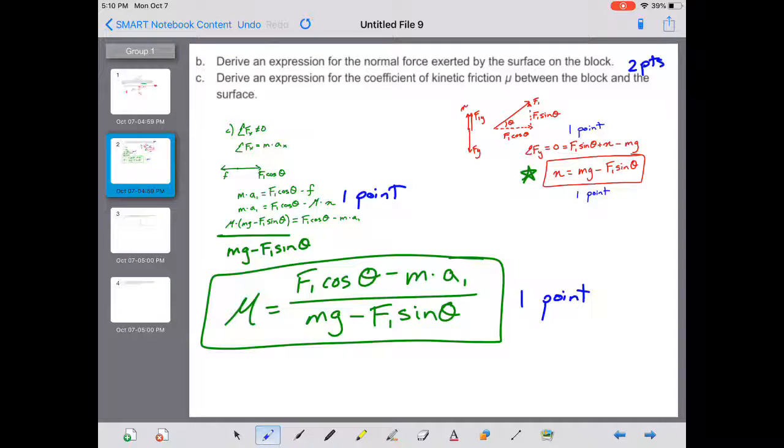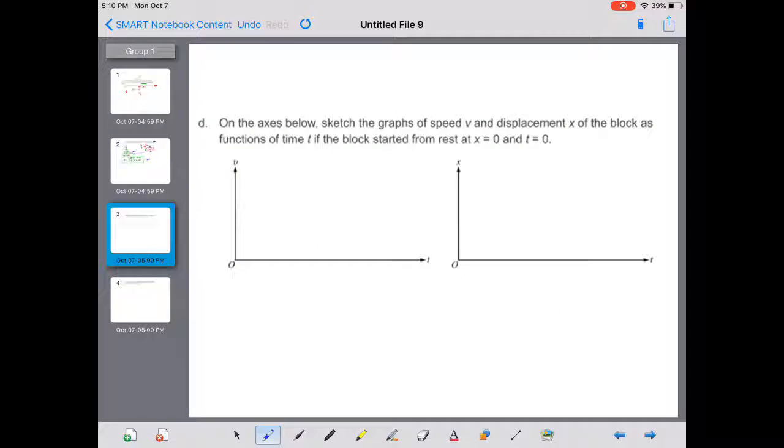So the big thing there was recognizing, one, that you have a net force that is not equal to 0, and then setting that equal to mass times acceleration, because net force is equal to mass times acceleration, Newton's second law. And then once you get to this point here, realizing that you need to substitute in your expression for normal force that you solved for in part B. All right? Moving on to part D.